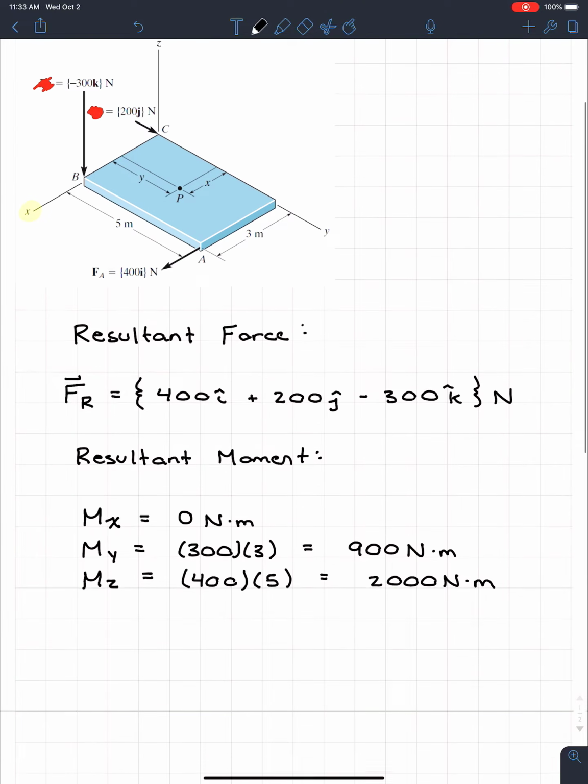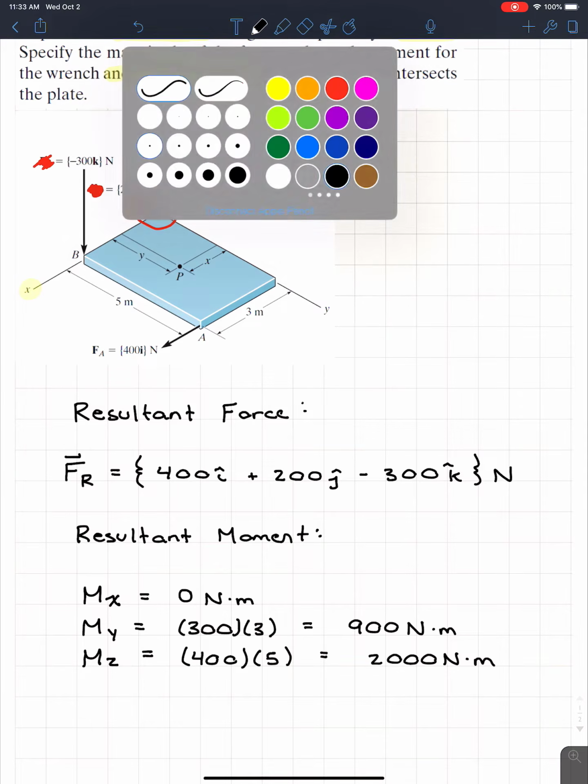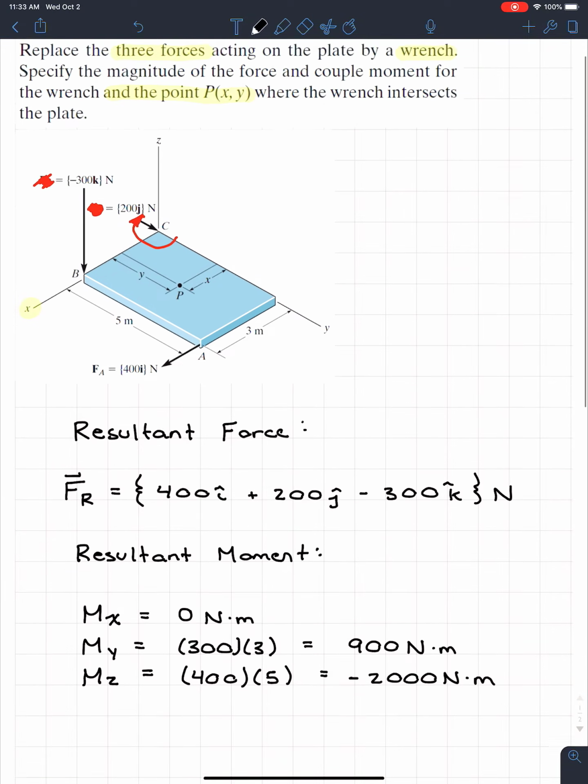We have to tell ourselves, okay, well, is it going to create a positive or a negative moment? So the best way to check right here is we're just going to go back to red, and we can see that that force will create something like this around the z-axis. And if we look at that, we go, okay, well, that's actually clockwise around that axis. So that moment must actually be a negative moment. So this will be minus 2,000 newton meters.